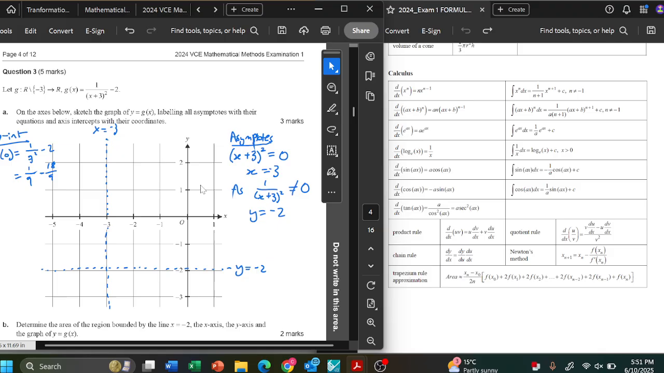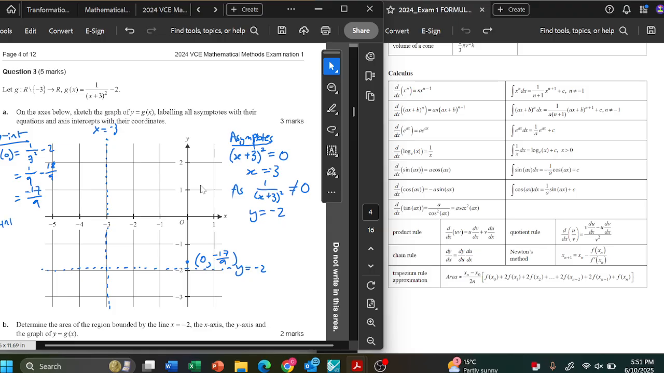So therefore, we've got 1 over 9 minus 18 over 9, that's equal to minus 17 over 9, which is a little bit larger than minus 2. So that's going to be somewhere about here. So that is our y-intercept, 0, minus 17 over 9. Beautiful.